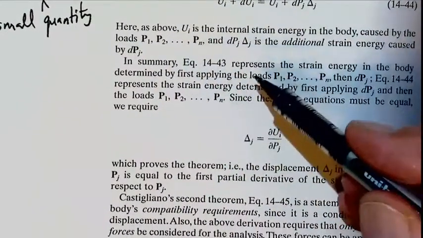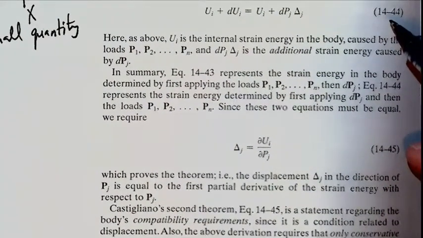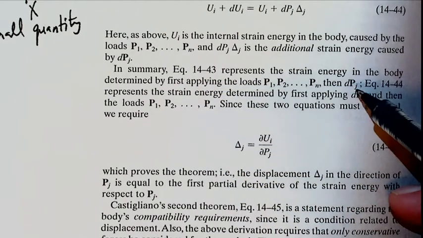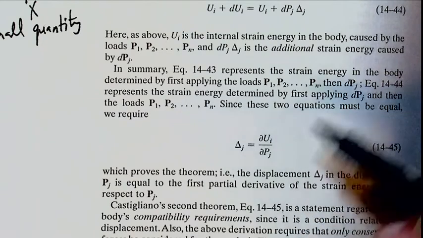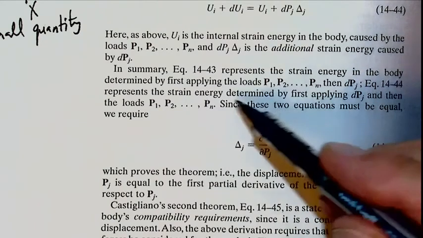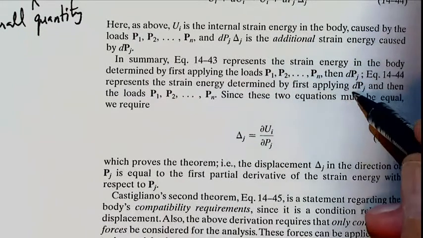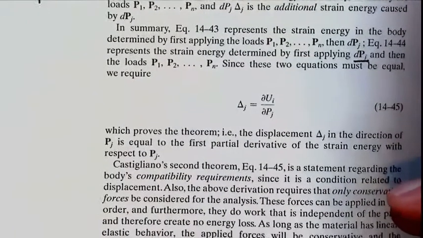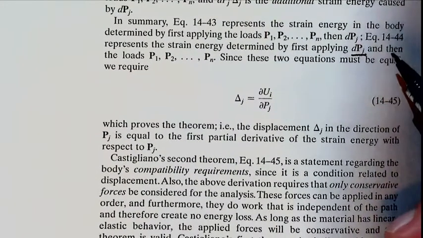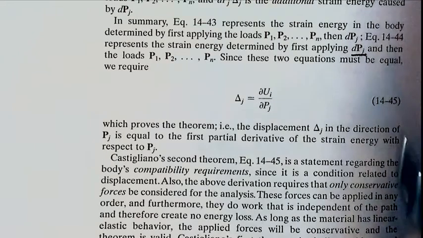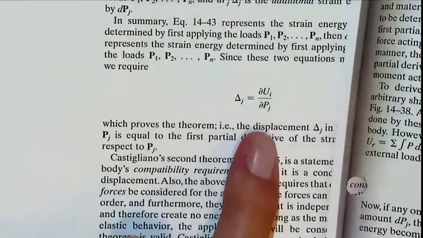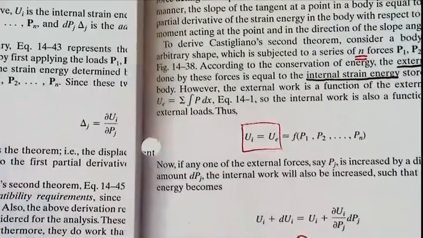In summary, 4.3 represents the strain energy in the body determined by first applying loads P and then dPj, the previous one, with 1/2. Here, this is the strain energy determined first by applying dPj, and then loads P1, P2, Pn. These two equations must be equal. Okay? So I will give you this expression and this expression.